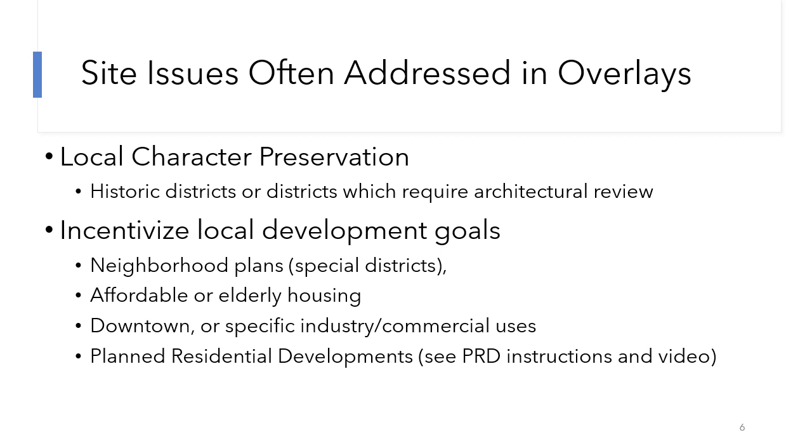There are also a variety of overlay districts that try to incentivize particular development goals that a community might have. These can be reflected through overlays that are associated with neighborhood plans, affordable housing, elderly housing, special downtown areas, or specific commercial or industrial uses. These overlays may offer additional zoning relief for particular types of development desired by a community. For example, removing parking requirements for dense development near transit or when affordable housing is built.